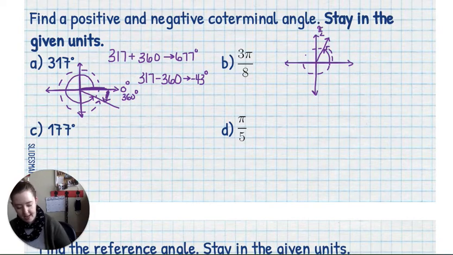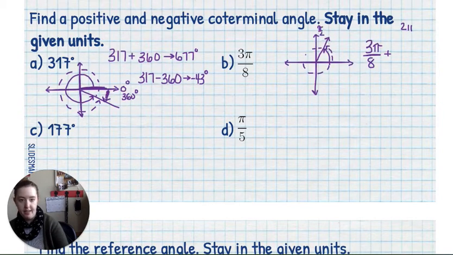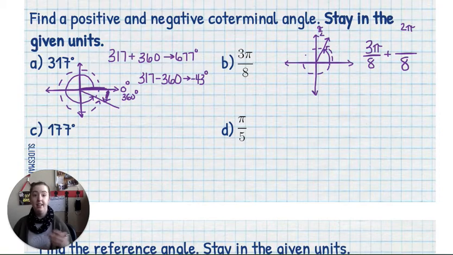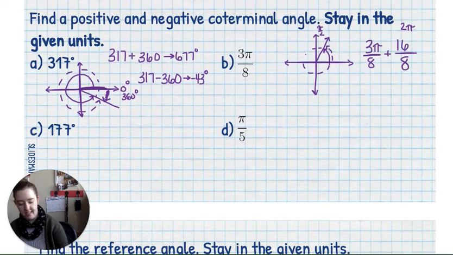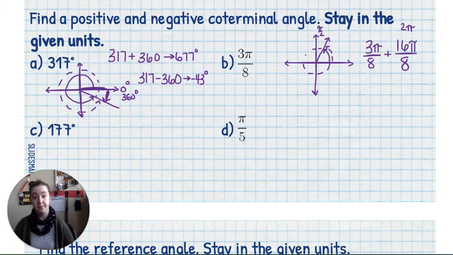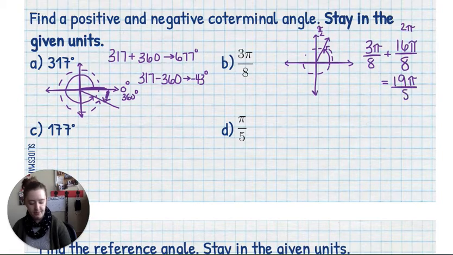I'm going to have to take 3 pi over 8 and then I want to add 2 pi to it, right? Well, let's rewrite this 2 pi in terms of eighths. So 2 pi is the same thing as 16 pi over 8. If I take 3 pi over 8 plus 16 pi over 8, I'm going to end up with 19 pi over 8. So there's my positive coterminal angle.